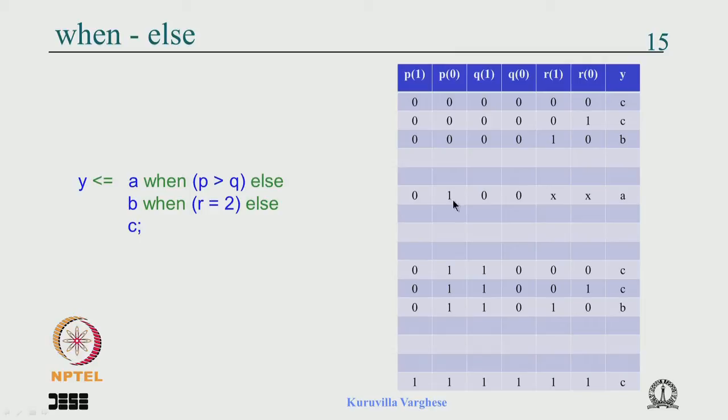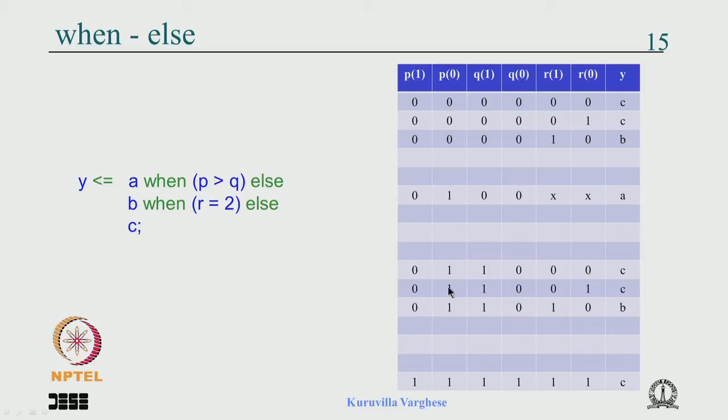So here P is greater than Q, so the output Y is A. As I said, you should have an A column: if A is 0, Y is 0; if A is 1, Y is 1. So it's simple, you can derive that. And when it comes to this case, you see P is 01 and Q is 10, so P is less than Q. Then for R, you look at the value of R, 10, this is 2. Then as specified, Y is B.